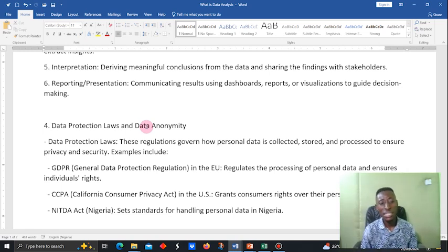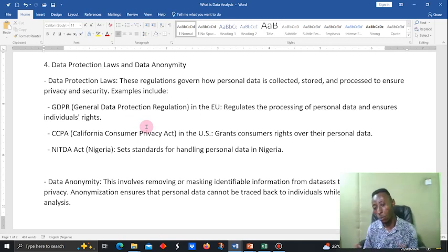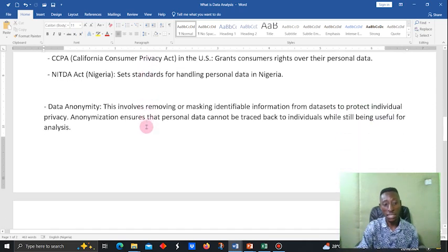Now we have bodies that help us to put this to work. We have the GDPR, the General Data Protection Regulation in the EU, that's European Union. They regulate the processing of personal data and ensure individual rights. We have the CCPA, California Consumer Privacy Act in the US of A. Now they grant consumers rights over their personal data. And here in Nigeria, we are not left without one. We have the NITDA. Okay, they set standards for handling personal data in Nigeria.